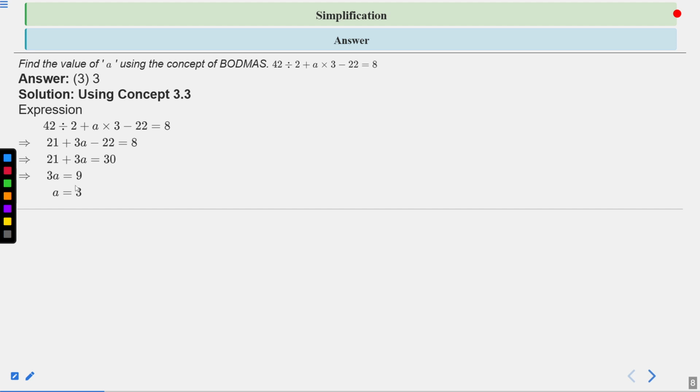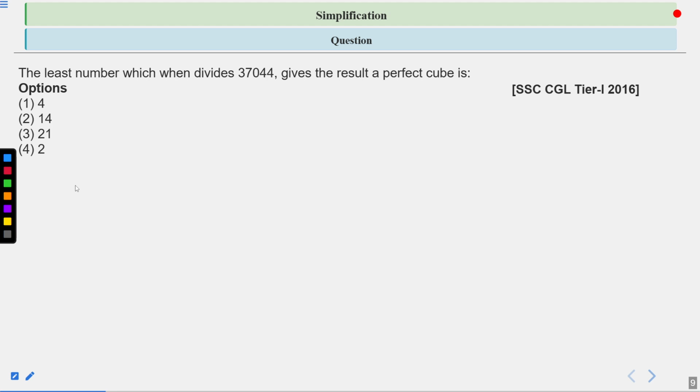Next one. The least number by which 37,044 should be divided to give the result of a perfect cube. This question was asked in the SSC CGL Tier 1 exam in 2016. There are 4 options. First one is 4, second is 14, third one is 21, and fourth one is 2. Now you have 10 seconds to solve this question. Your time starts now.